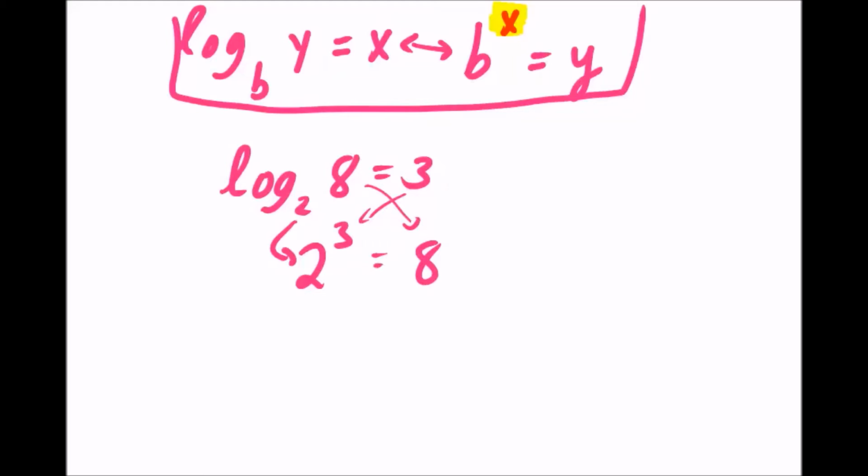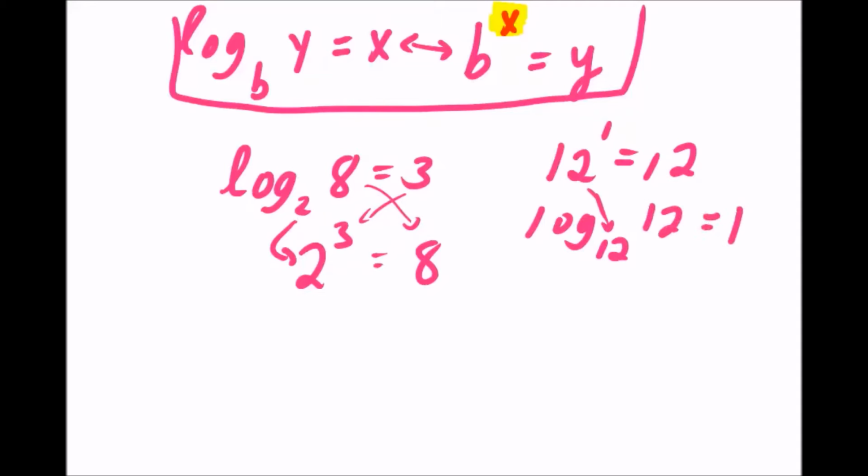Let's say we want to go the other direction. So let's say we have 12 to the first power equals 12, which is true. We want to turn this into a logarithm. So we're going to write log base 12, that goes right there, of 12 equals 1. So you need to be able to flip back and forth between these two systems.